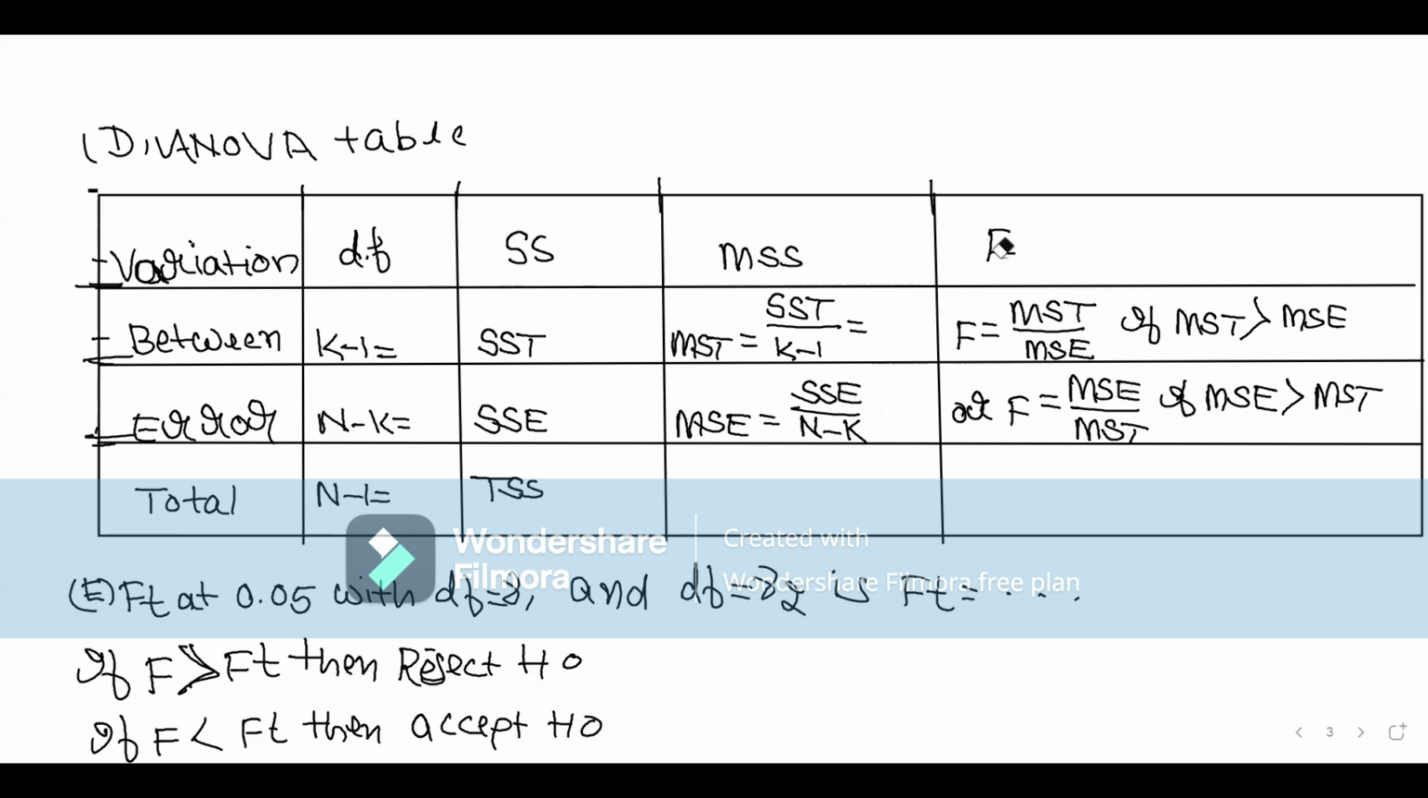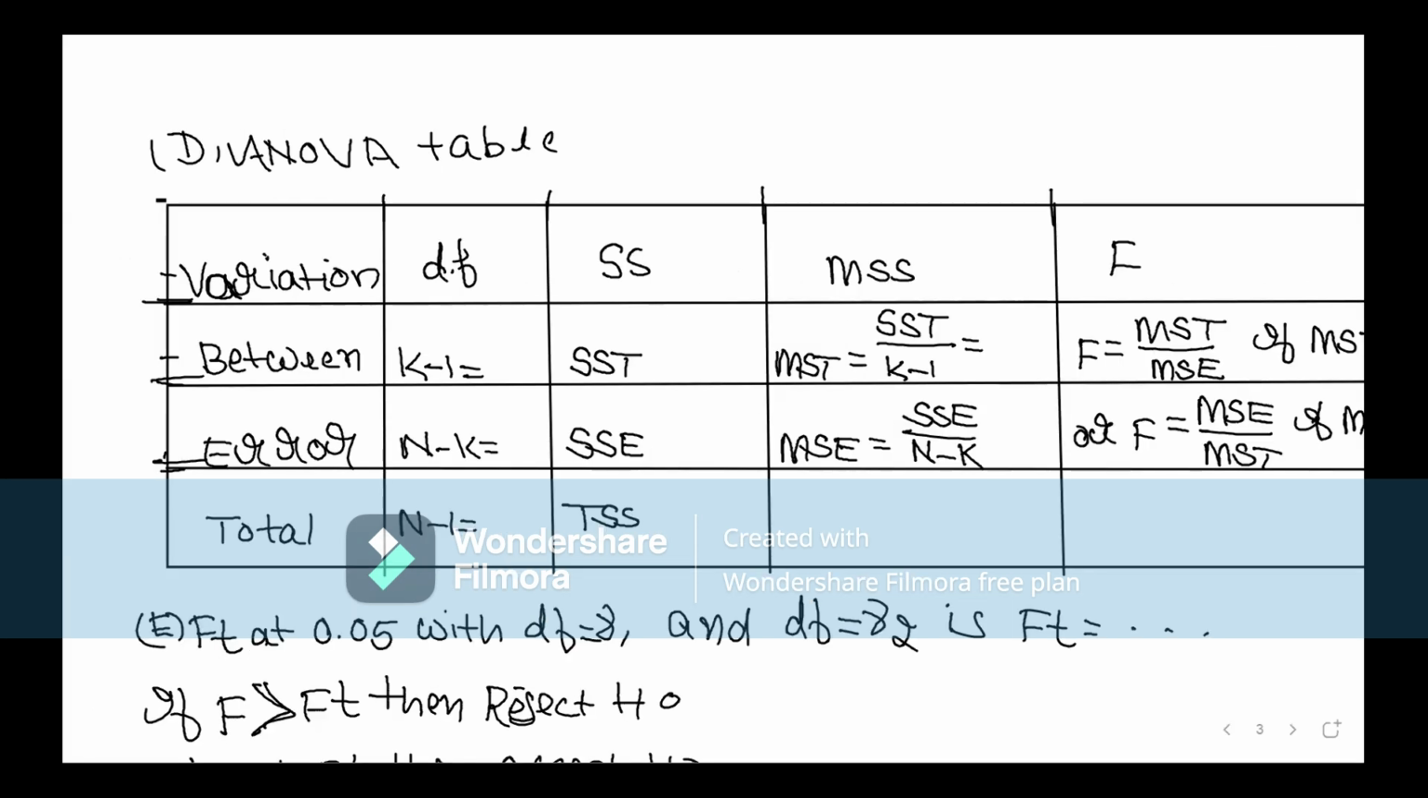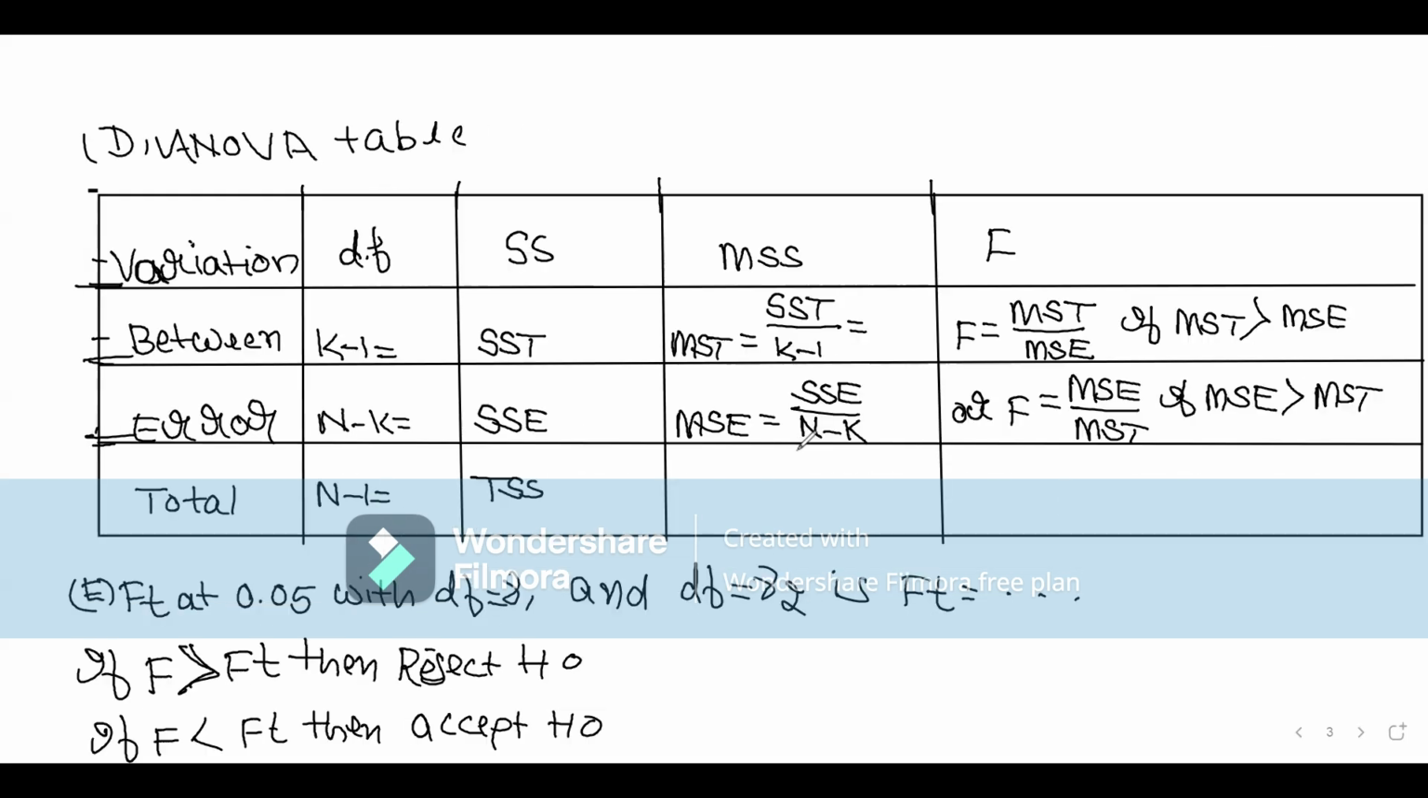Then next, F is equal to MST divided by MSE, if MST is greater than MSE. Otherwise, you have to use F equal to MSE divided by MST, if MSE is greater than MST. You calculate this value here. And similarly, here also you have to mark F and the degrees of freedom.